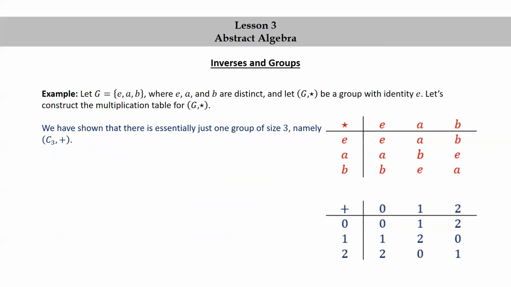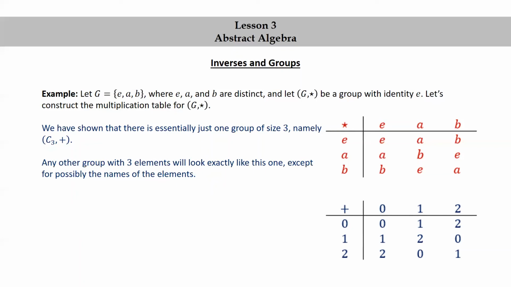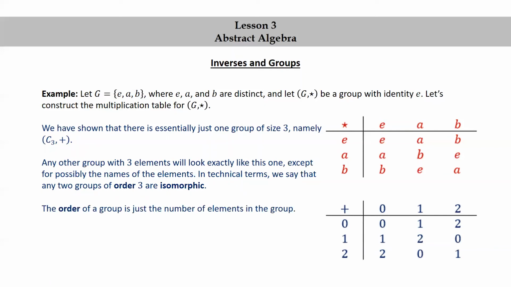We have shown that there is essentially just one group of size 3, namely C3 together with clock addition. Any other group with 3 elements will look exactly like this one, except for possibly the names of the elements. In technical terms, we say that any 2 groups of order 3 are isomorphic. The order of a group is just the number of elements in the group.